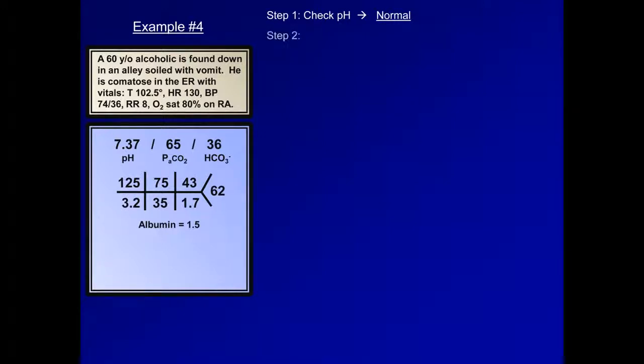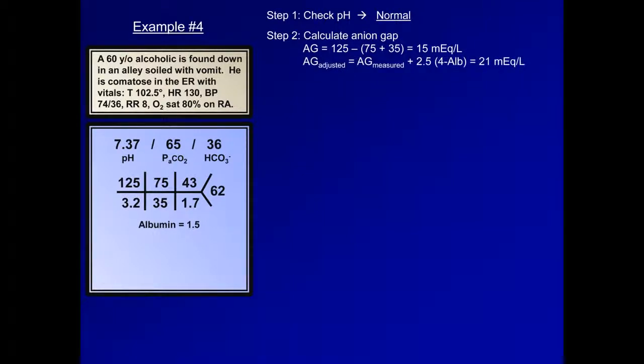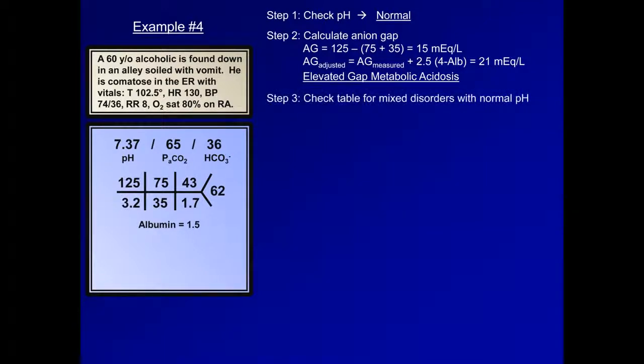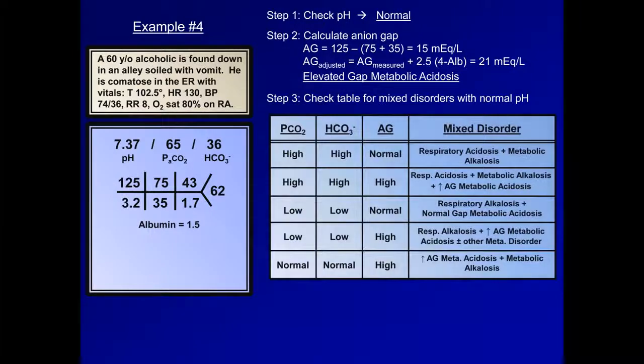With a normal pH, step 2 actually jumps ahead to the anion gap. In this case, it's 15 milliequivalents per liter, which adjusts to 21. So the patient probably has, at the very least, an elevated anion gap metabolic acidosis, and given the fact his pH is normal, he must have an alkalosis as well of some kind in order to balance it out. Step 3 in this case will be to check the table for mixed disorders with normal pH. We see that the patient's PCO2, bicarb, and anion gap are all elevated. Therefore, he falls into this category: a combined respiratory acidosis, a metabolic alkalosis, and an elevated anion gap metabolic acidosis.